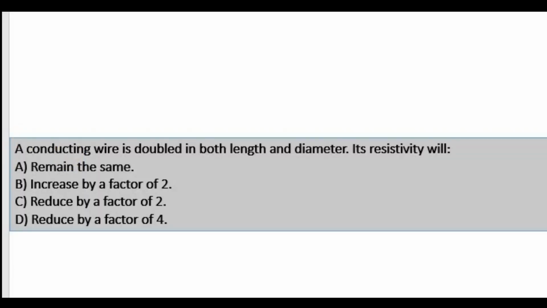A conducting wire is doubled in both length and diameter. Its resistivity will: A. remain the same. B. increase by a factor of 2. C. reduce by a factor of 2. D. reduce by a factor of 4.